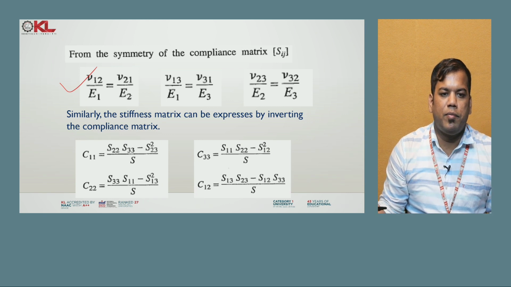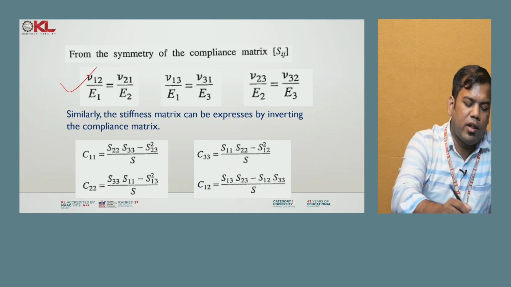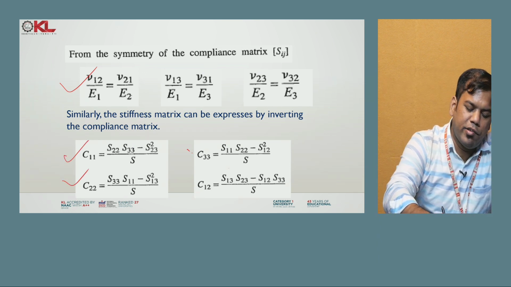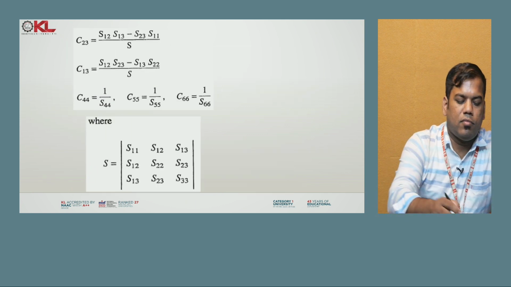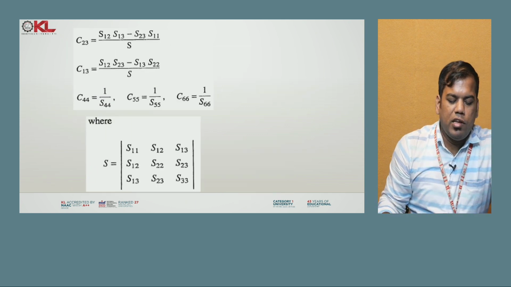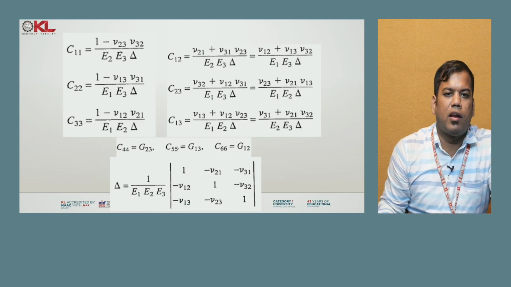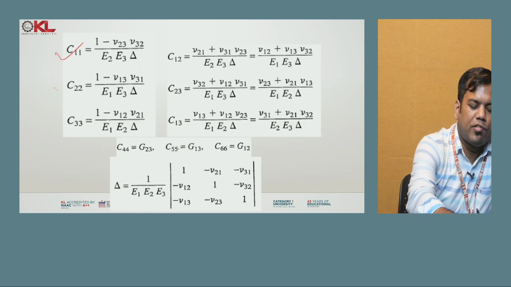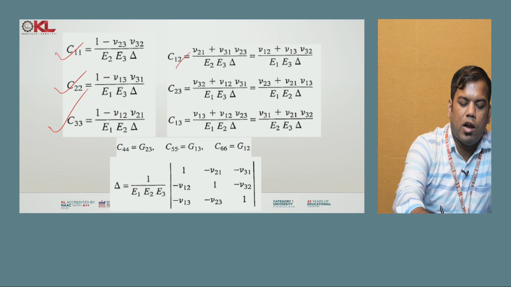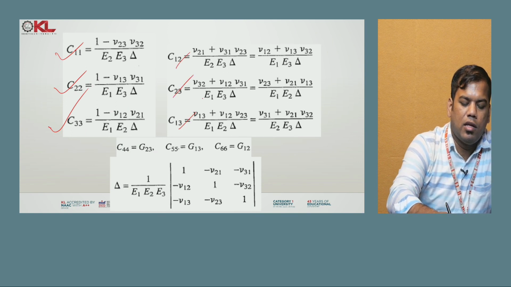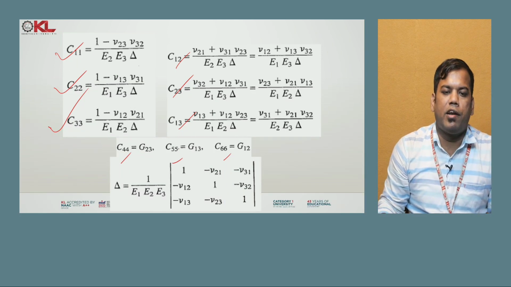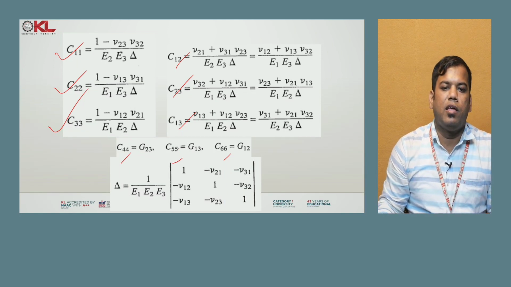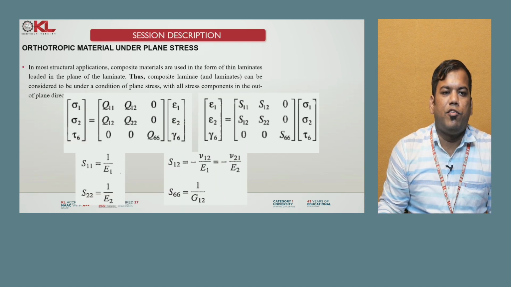Similarly, the stiffness matrix can be expressed by inverting the compliance matrix. So we can calculate C11 and each of the terms of the stiffness matrix. If we look at this stiffness matrix, we see all these terms: C11, C22, C33, C12, C23, C13, C44, C55, C66. All these terms of the stiffness matrix can be calculated using this procedure.